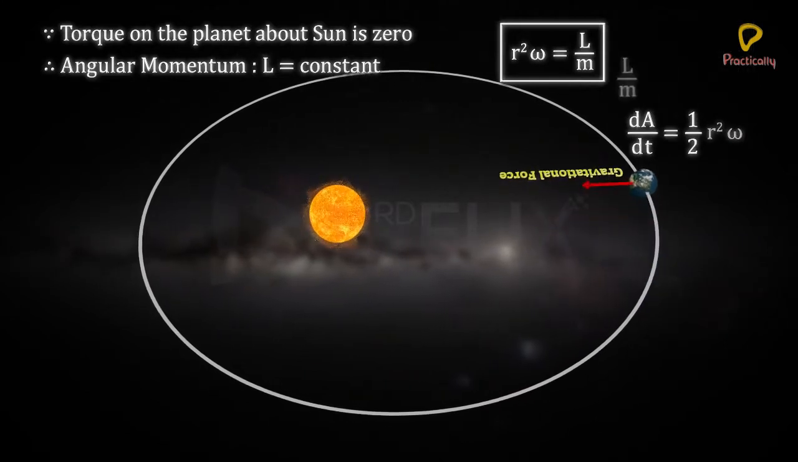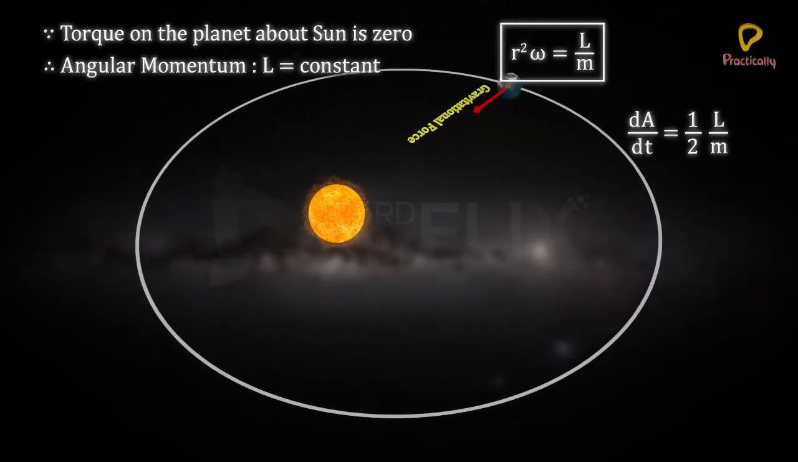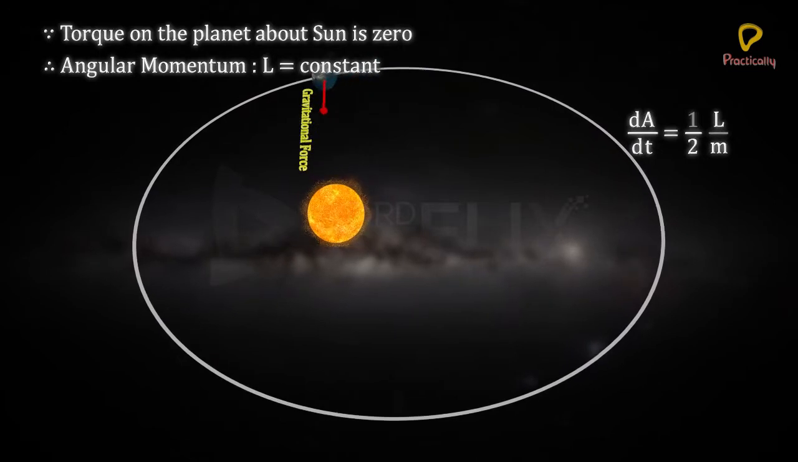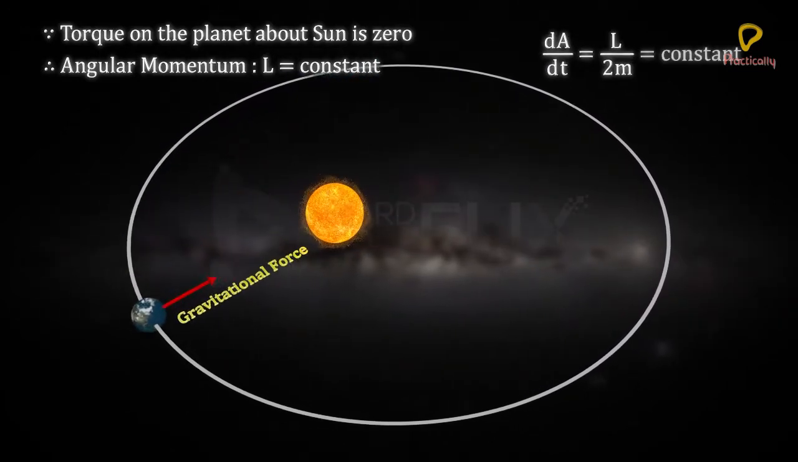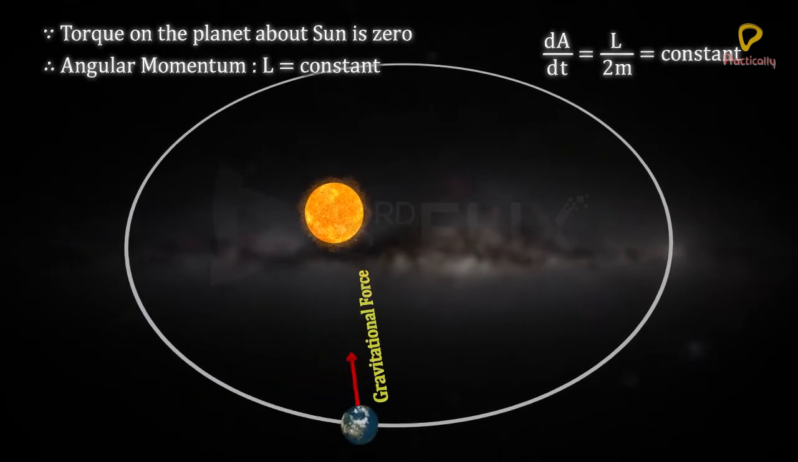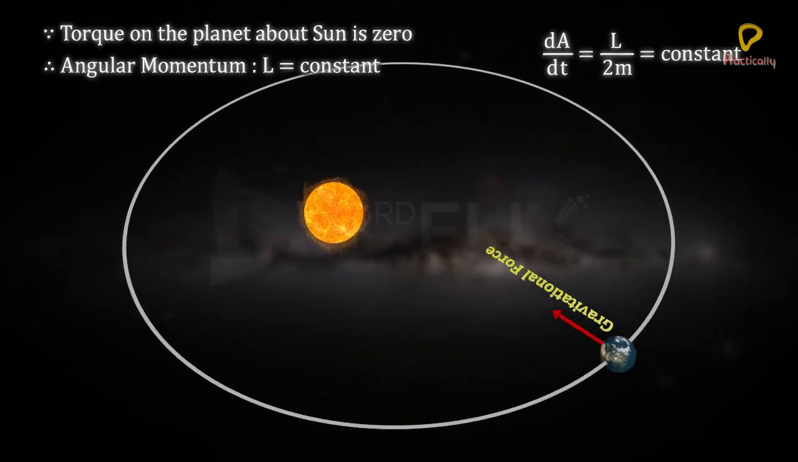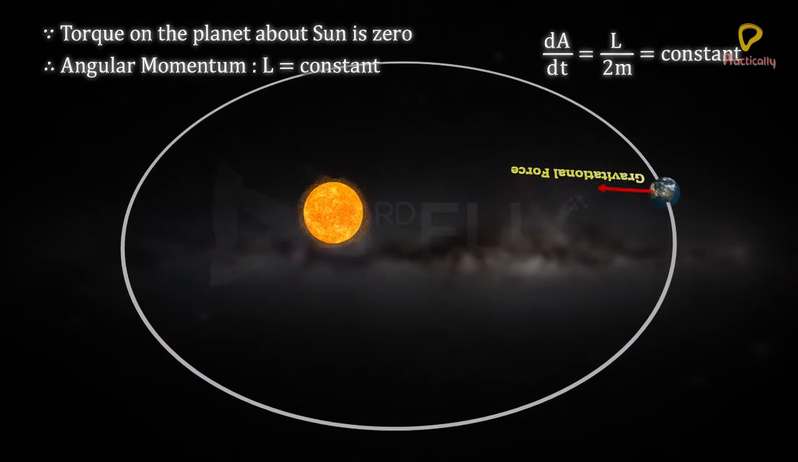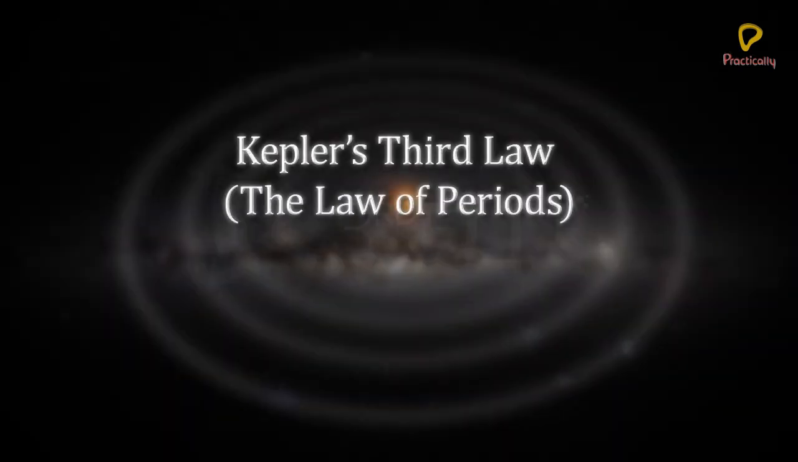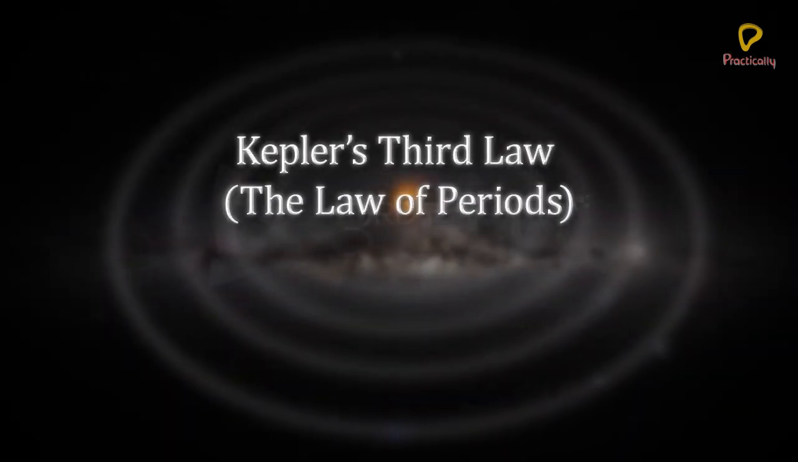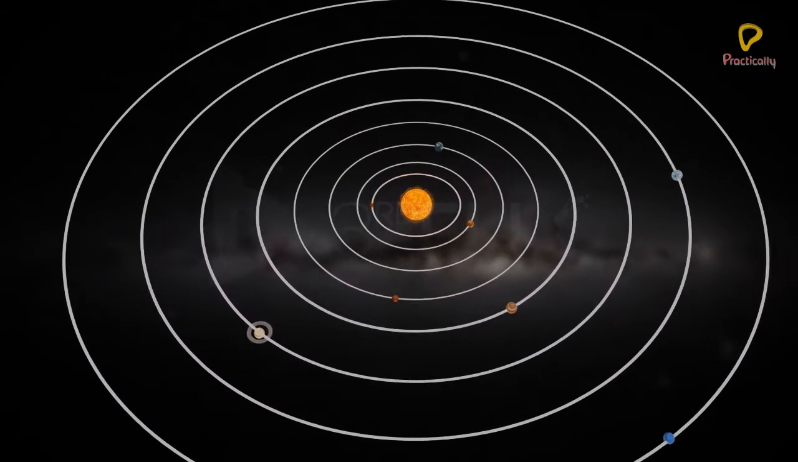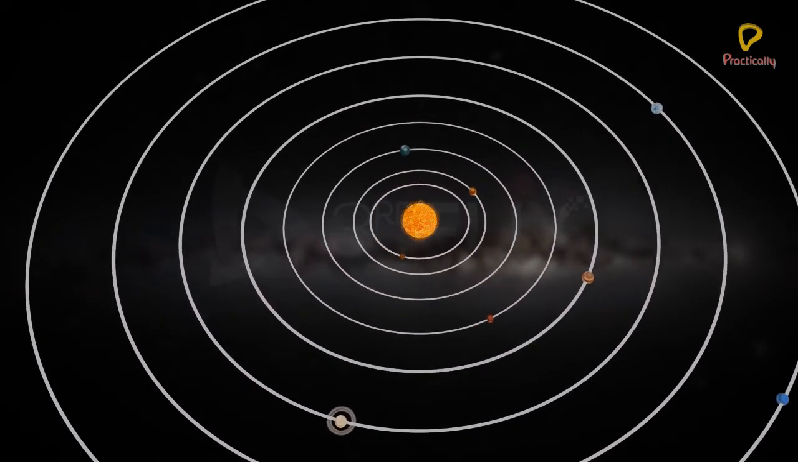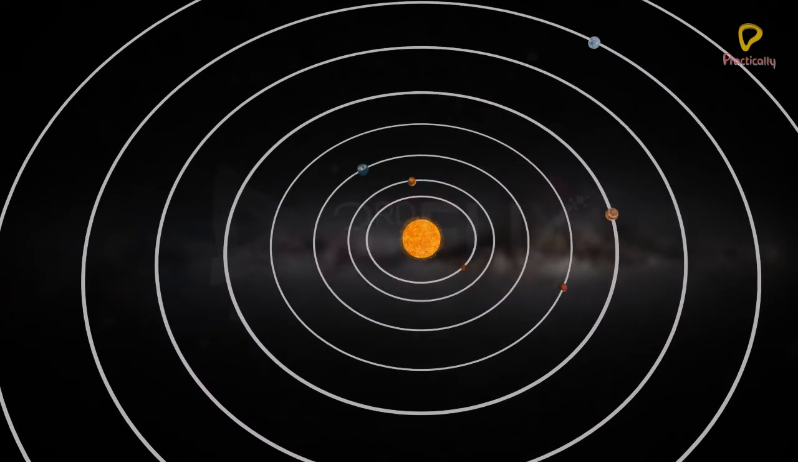Substitute this in the expression for dA by dt. dA by dt is equal to L by 2m, which comes out to be constant. Hence, the planet sweeps equal areas in equal intervals of time. Kepler's third law, the law of periods. Kepler's third law is concerned with the time period of revolution of the planets.